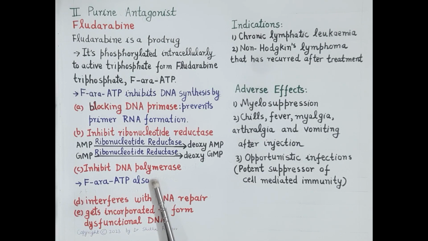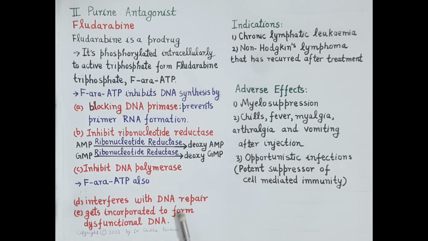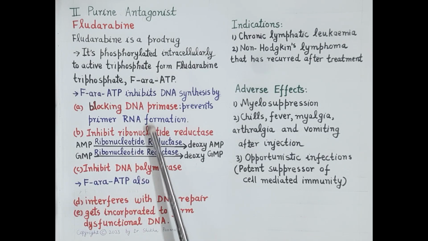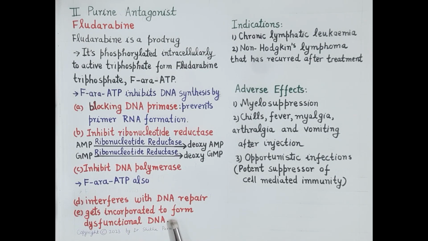Now, besides this, fludarabine also interferes with DNA repair, and it also gets incorporated in the newly forming DNA strands, and that results in the formation of dysfunctional DNA. So, all these functions of fludarabine prevent DNA synthesis and replication, thereby it controls the excessive multiplication or proliferation of cancerous cells. So fludarabine is also an S-phase specific drug.